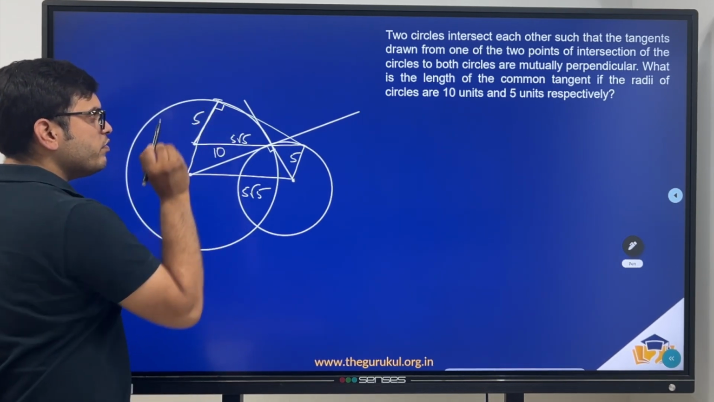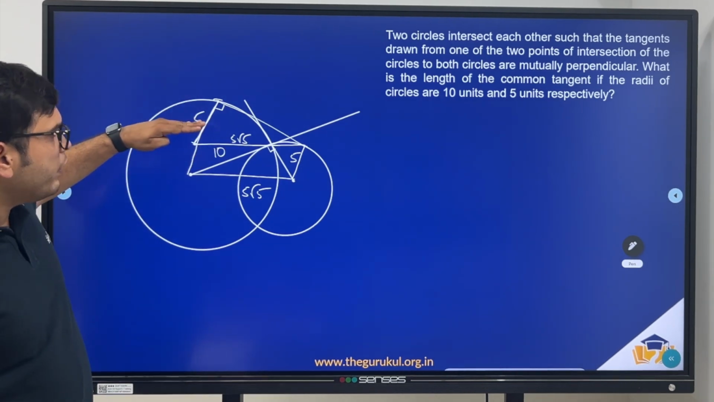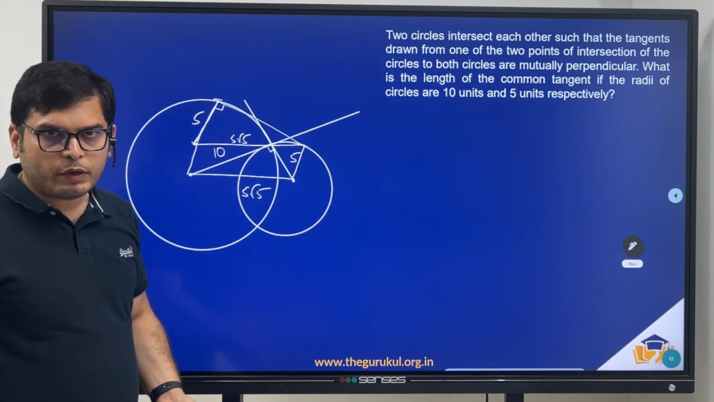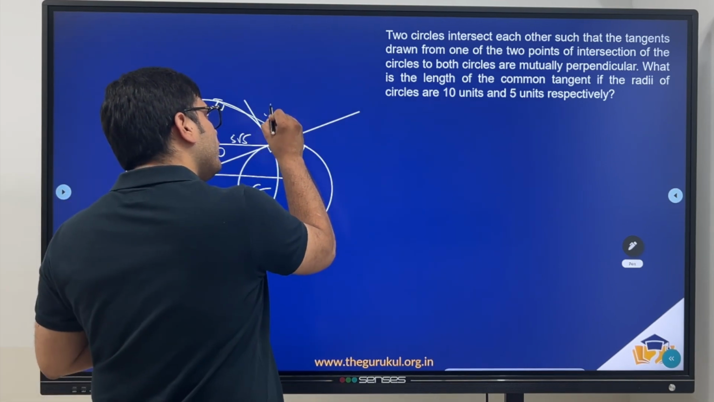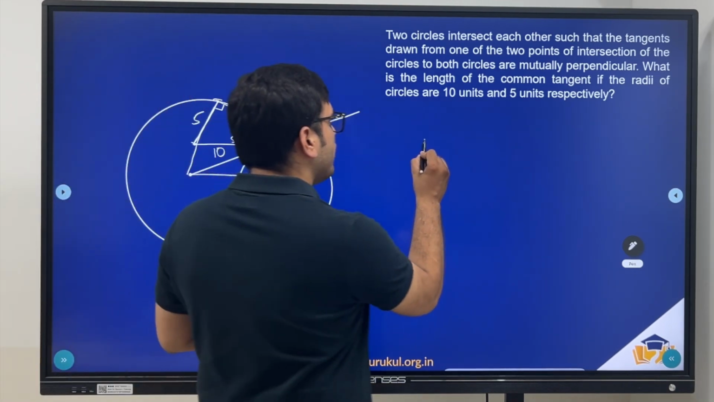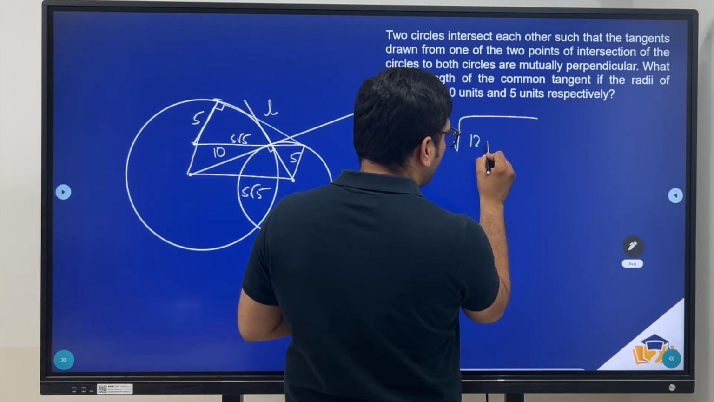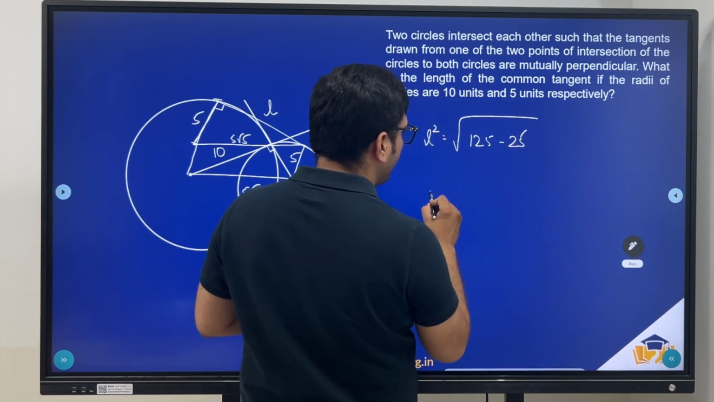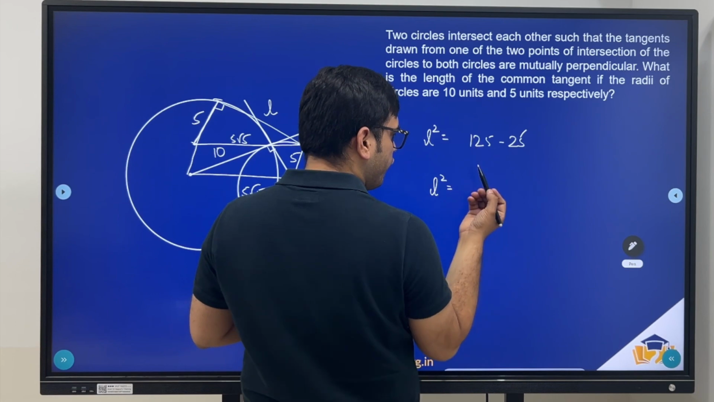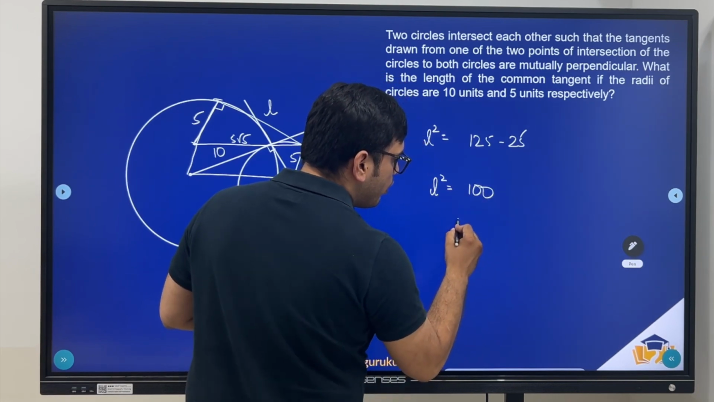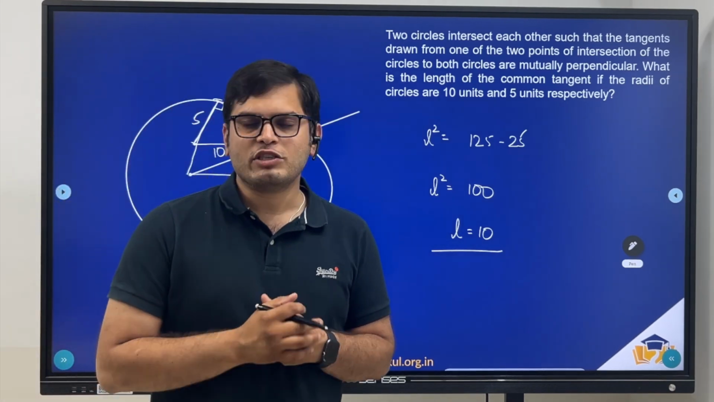Now we know that this is a right angle, right? So given the hypotenuse and one of the perpendicular sides, we are asked to find the length of the other perpendicular side. We can simply apply the Pythagoras theorem. So if this is L, then L square should be equal to 5 root 5 square, 125, minus 5 square, 25. So L square is equal to 100, or L is equal to 10 units in length. So 10 should be the answer to this question.